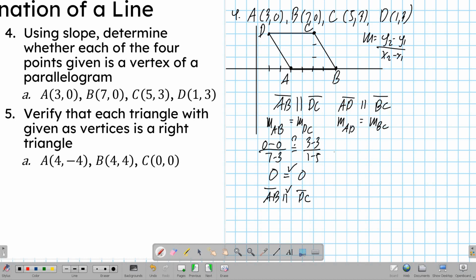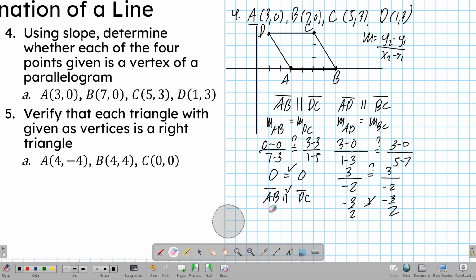Computin natin. Ang slope ng AD, so I'm going to have 3 minus 0 over 1 minus 3. Would that be equal to BC? Would that be 3 minus 0 over 5 minus 7? So 3 minus 0 is 3, 1 minus 3 is negative 2. Would that equal 3 minus 0 over 5 minus 7, which is 3 over negative 2? Oh, so we see that negative 3 halves is indeed equal to negative 3 halves. Therefore, the slopes are equal.